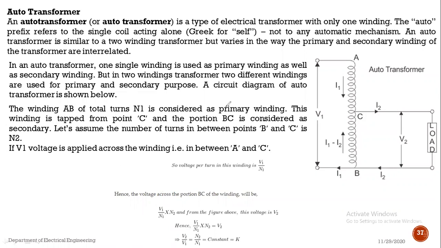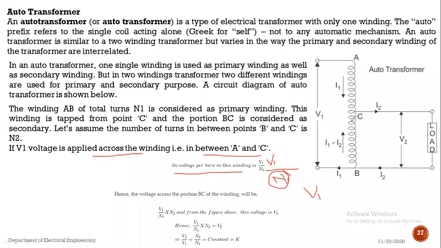Okay, now if V1 is the supply voltage, the voltage applied to the terminal A to C, then the voltage per turn in this winding, that is V1, the total voltage applied to that winding, divided by the number of turns. What the voltage of one turn will be depends on V1 divided by N1.